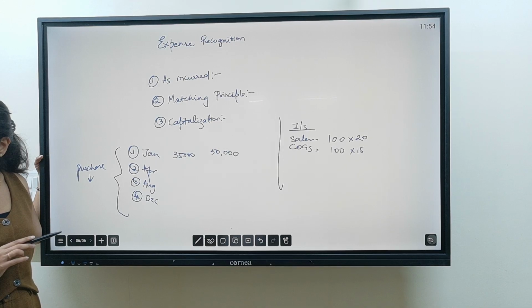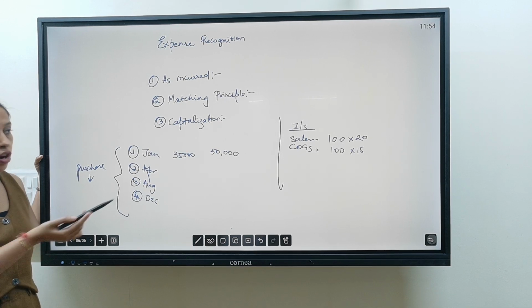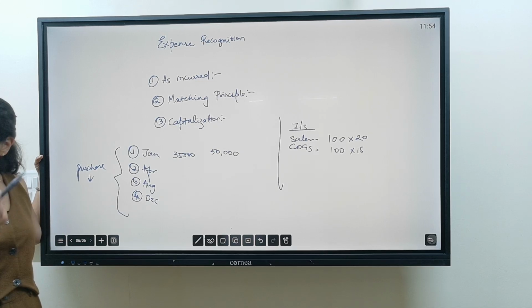Inventory. Record that as inventory, right? You will not record that as COGS, because unless and until you sell it, unless and until you have recognized any revenue against that, you will not record its cost against that. So this is as per the matching principle.